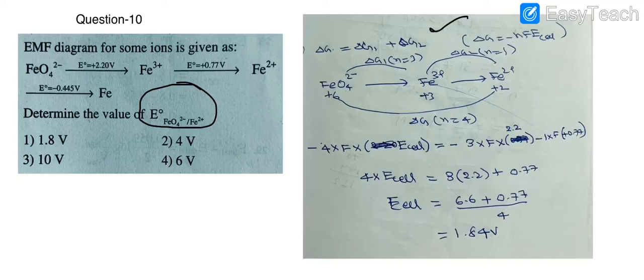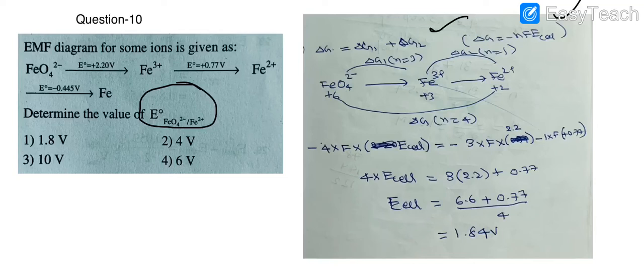Delta G is a state function, so whether your process is completed in one step or several steps, the same will be there. So delta G is equal to delta G1 plus delta G2. So we already know delta G is equal to minus n F E cell. By applying that one, we can get the information. FeO4 2 minus to Fe2 plus, how many electrons will be transferred? 4 electrons. We want to find E cell.